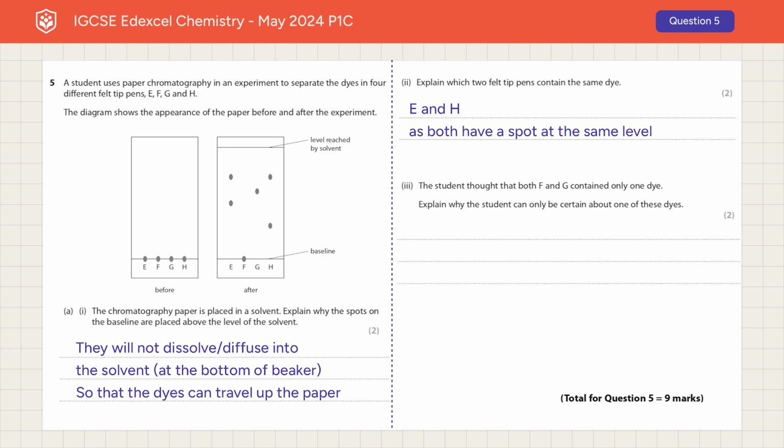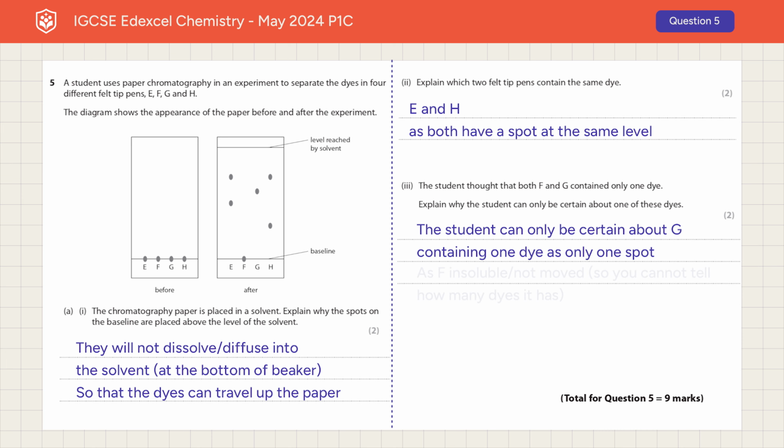The next part asks us to explain why the student is wrong. The student thought both F and G contained only one dye. They can only be certain about pen G. Why? Pen G produced a single distinct spot. Pen F, however, might contain a mixture where two dyes have identical Rf values and colors, so they overlap completely and appear as one spot. Chromatography can prove a substance is impure, multiple spots, but it can't conclusively prove a substance is pure from a single run with one solvent system.